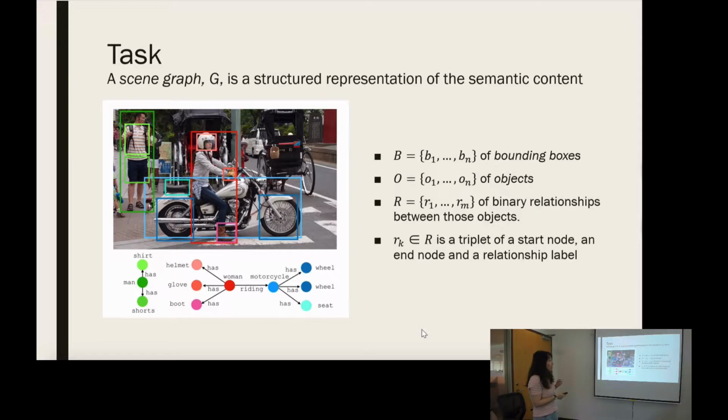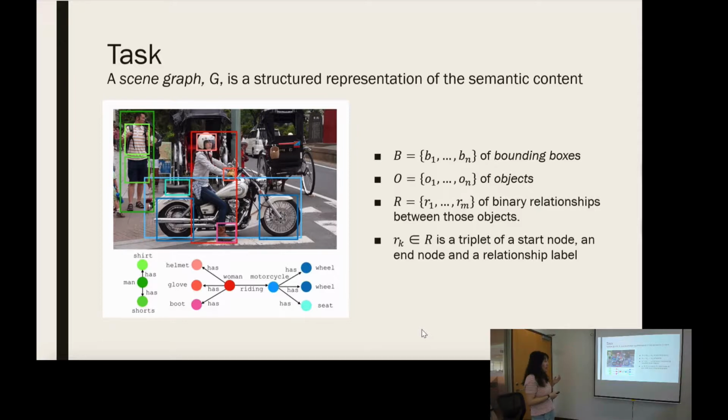The second part gives the object classes. Within each bounding box, there is a class assigned to each object. Then the last part is the relations between these objects. For example, the woman is riding the motorcycle. Each relationship contains the start node, the end node, and the relationship label. So it's a directed graph.